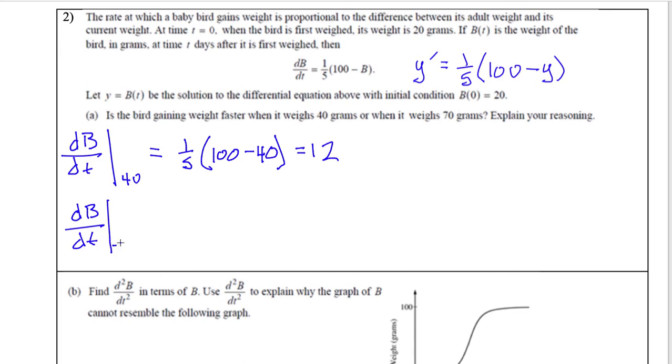Let's do the derivative dB with respect to t, with the evaluation bar at 70 this time. So I'm plugging in 70. 1/5 times the quantity 100 minus 70. 100 minus 70 is 30. 30 divided by 5 is 6.